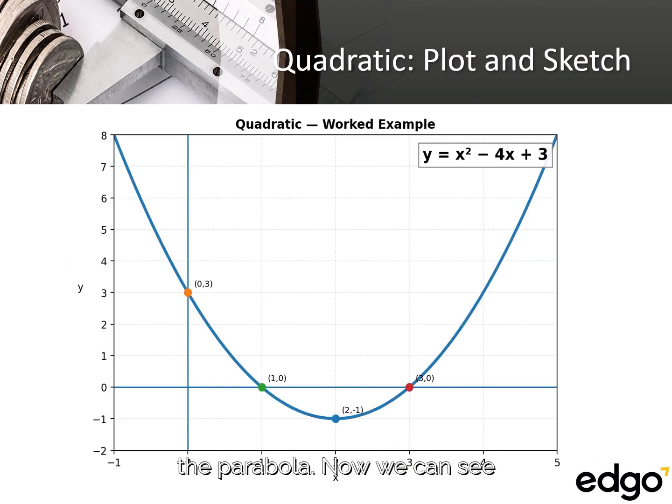Now we can see the completed parabola. Notice that the graph is symmetric about x equals 2. The vertex is the lowest point of the graph. The points on opposite sides of the axis of symmetry form matching pairs. This shows why the axis of symmetry is useful when sketching a quadratic.